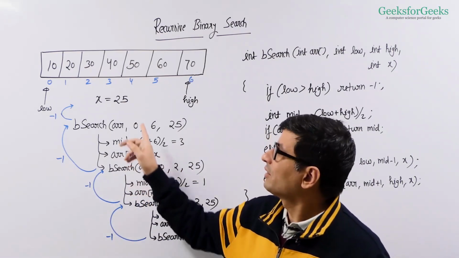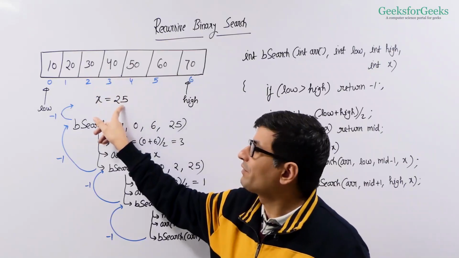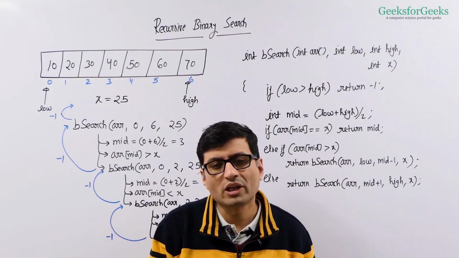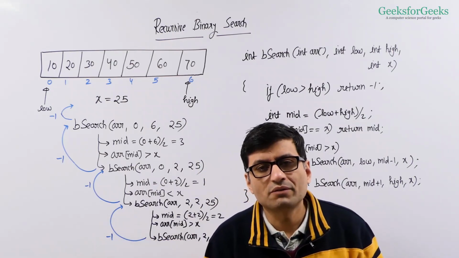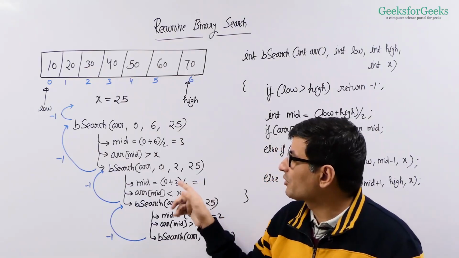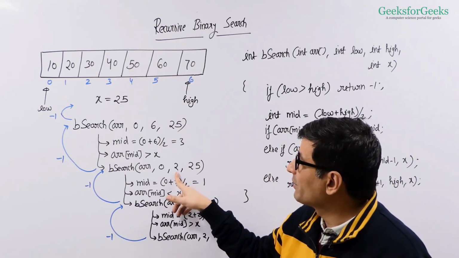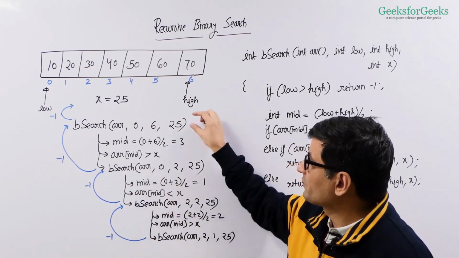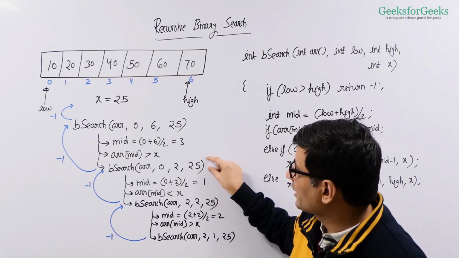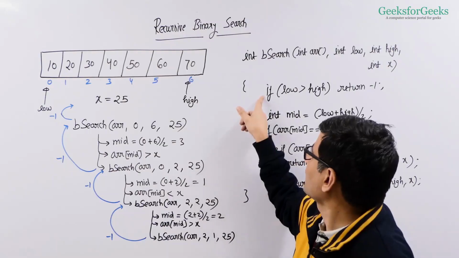We compare 40 and 25 and we notice that 40 is greater than 25. So we need to go to the left half. To go to the left half, we change high equal to mid minus 1. So we make a recursive call with high as 3 minus 1, 2. Now this function is stopped and this recursive call starts and again begins the execution from this line.